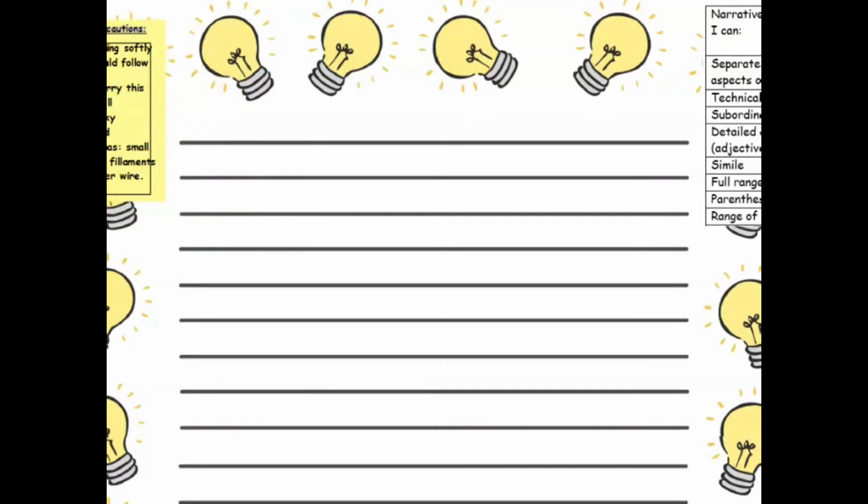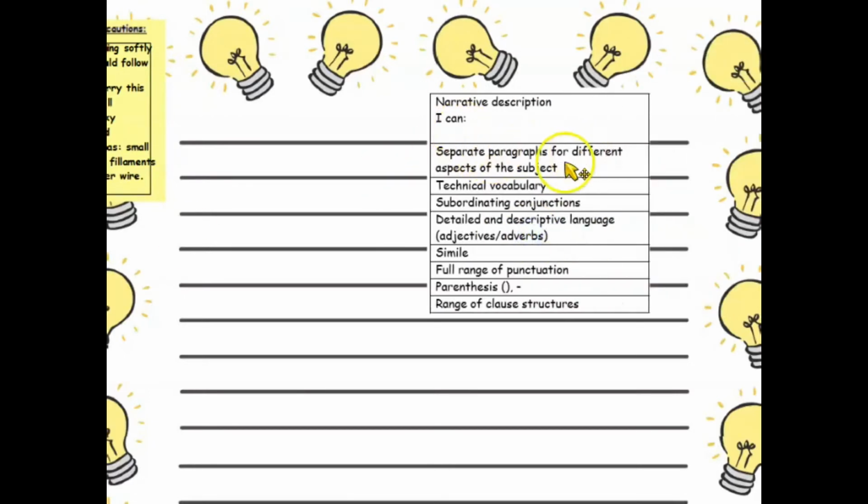putting all of those things into proper sentences and making sure that I've got technical vocabulary, I've got my subordinating conjunctions, I'm using detailed descriptive language, I know I've already got my simile in there, I'm checking for a full range of punctuation as I go, I know I've got hyphens already, I know I'm checking my commas, I've already got my brackets in there for parenthesis and I've added a dash to add another clause, I've used a semicolon to join two independent clauses as well.